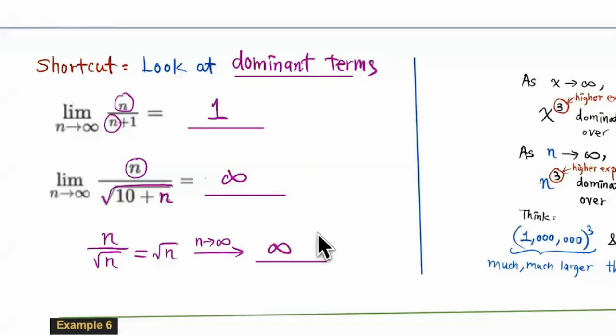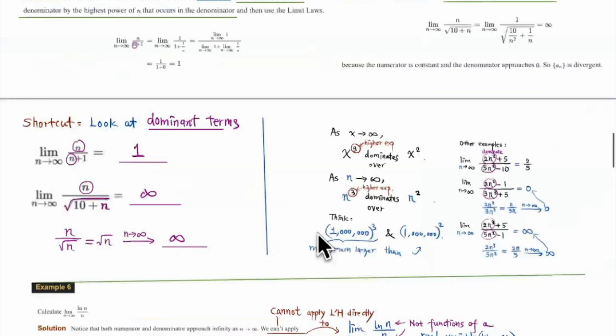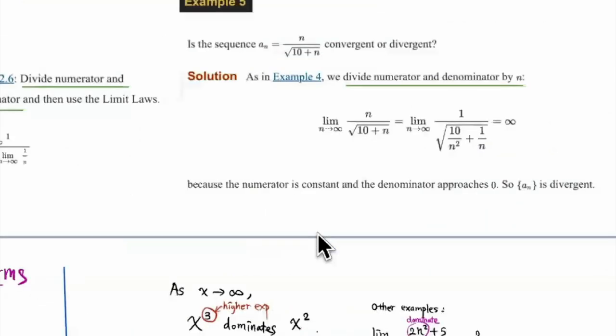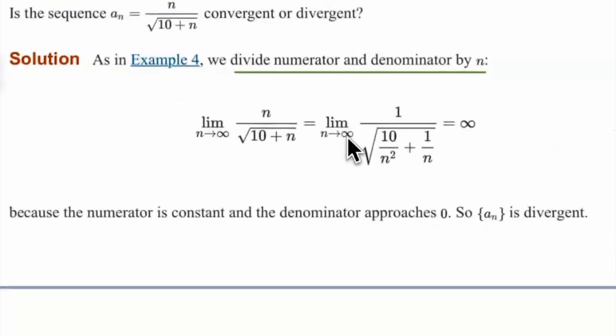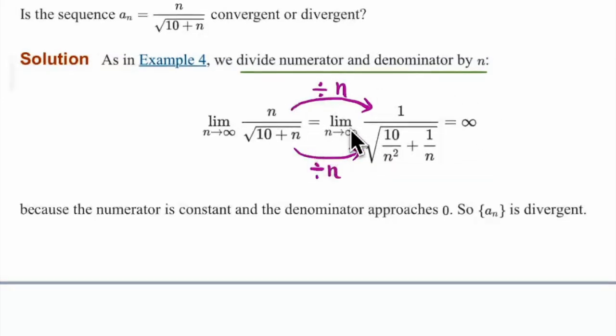Okay, good. Now, if you don't use a shortcut, then you can do it this way. Over here, they divide by n up and down. You simplify it like this, and you find the limit here, also infinity. So you can either use a shortcut or you use this way. Maybe this one makes more sense to you, but either way, okay?